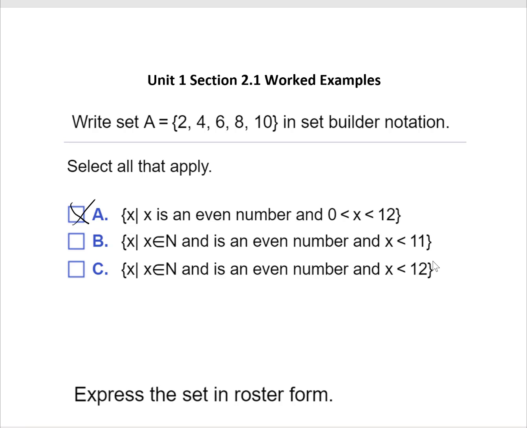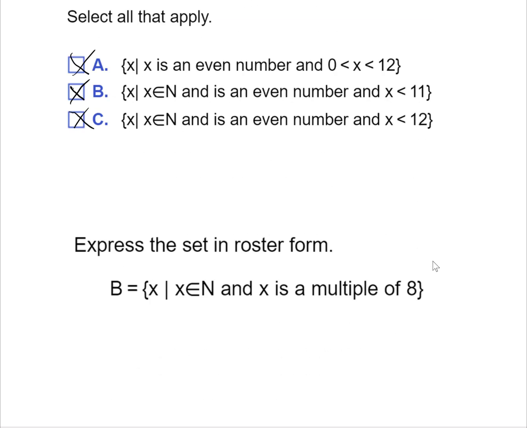And answer B is x such that x is an element of the natural numbers and it's an even number less than 11. That also would be correct. And the final answer says x is a natural number and it's an even number less than 12, and that would also be correct. So all three of those are correct.